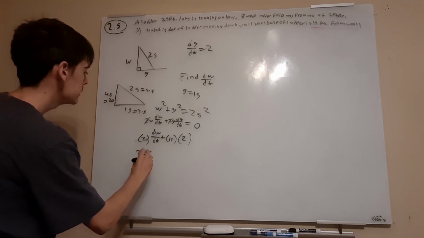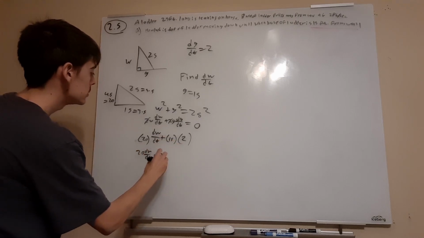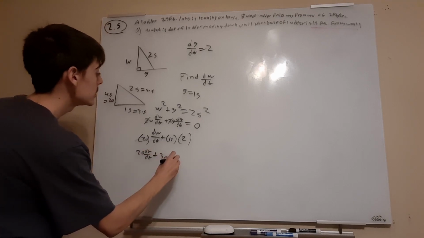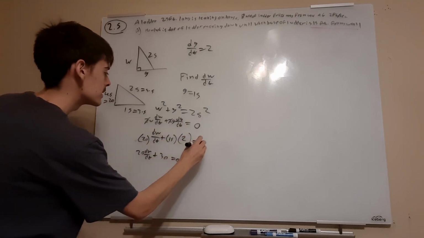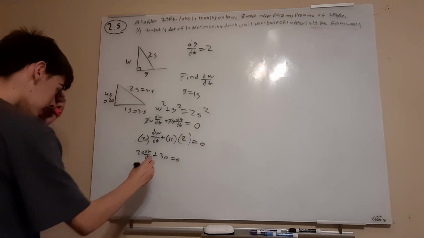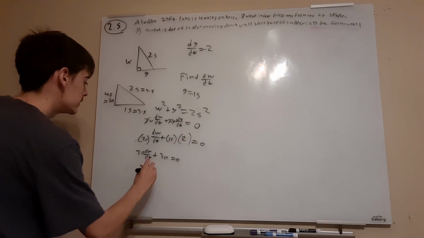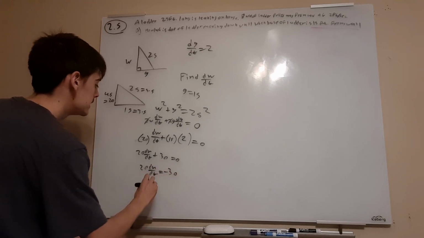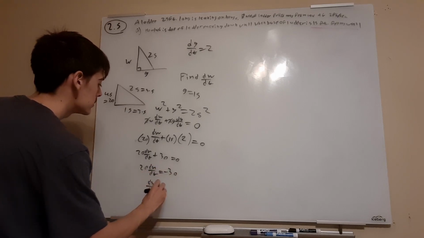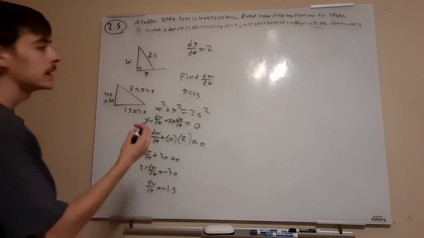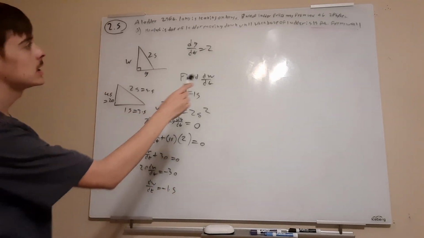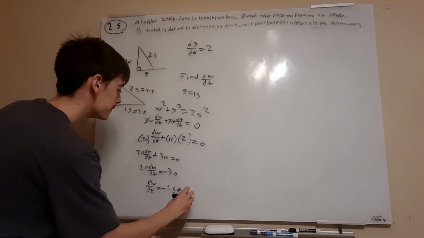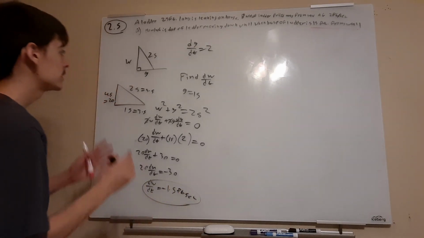So 20 dw dt plus 15 times 2, which is 30, equals 0. My bad, I got the signs wrong because I forgot to write equals 0 over here. So let's subtract 30 over, so 20 dw dt equals negative 30. And that means dw dt equals negative 1.5. In terms of units, this is feet per second, so negative 1.5 feet per second. And now we can move on to part B.